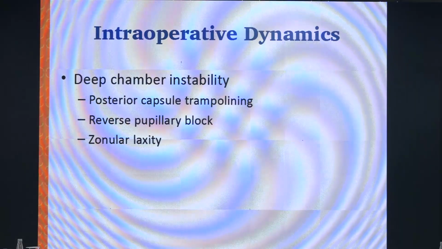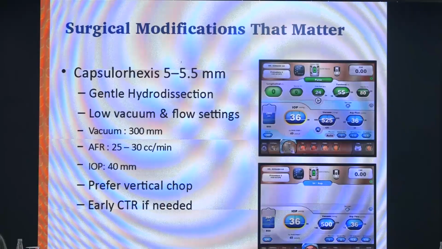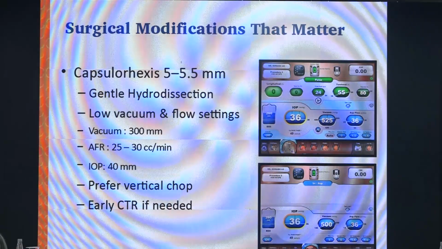Now, once you start the surgery, which I'll just elaborate, the deep chamber is a challenge. There is posterior capsular trampolining, that's the Lidris thing. And I'll just demonstrate on the video where it's pretty evident. Also, the reverse pupillary block and the zonular laxity.